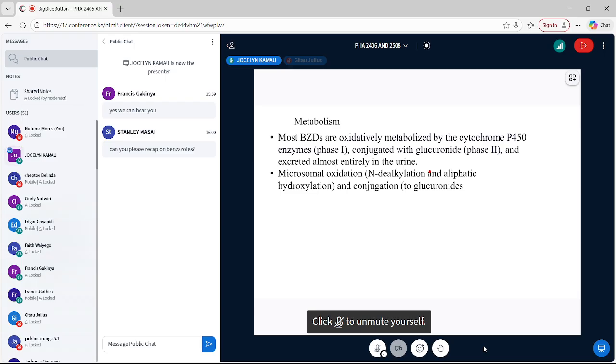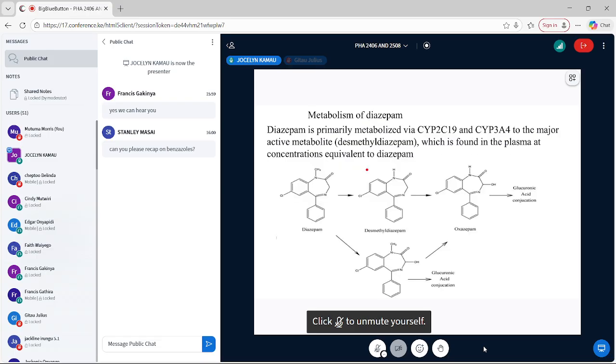And metabolism, we are saying most benzodiazepines are oxidatively metabolized by cytochrome P450, conjugated with glucuronide, and then excreted almost entirely in the urine. Microsomal oxidation, that is N-oxidative N-dealkylation and aliphatic hydroxylation for the ones that have it, and conjugation also to glucuronide.